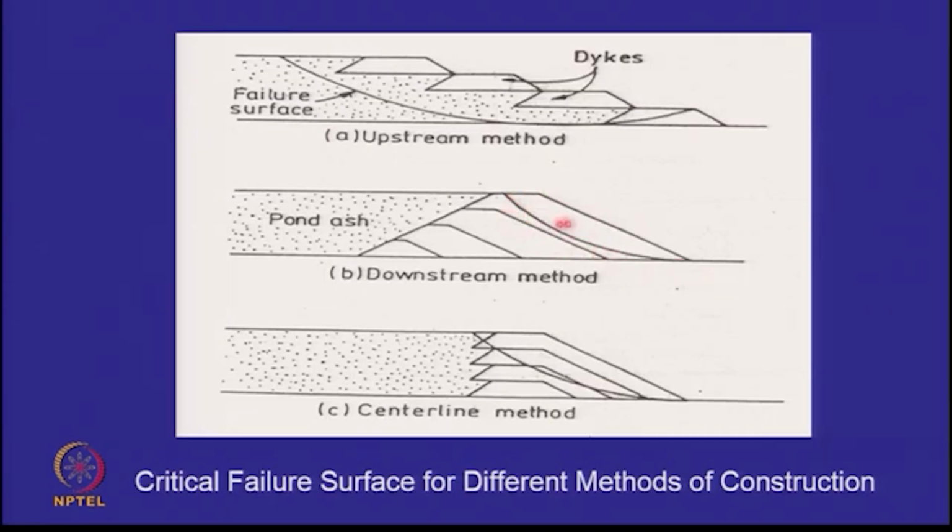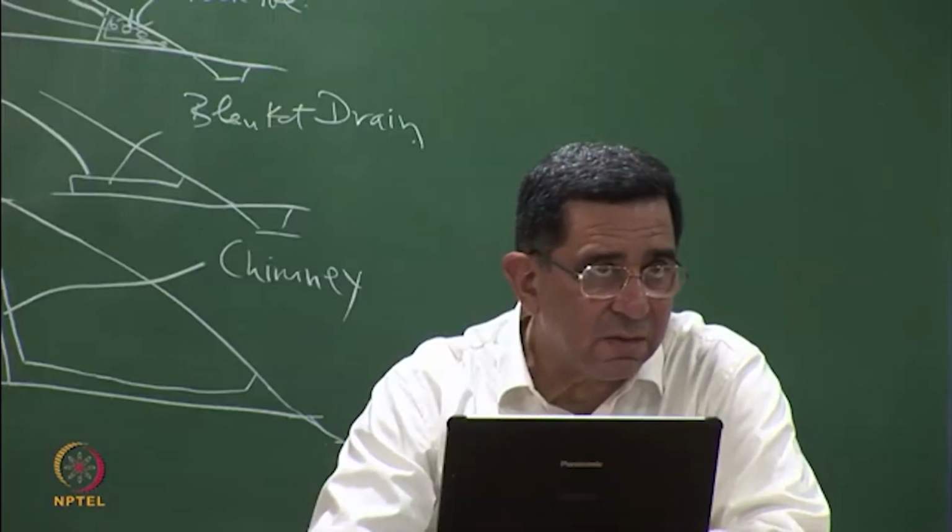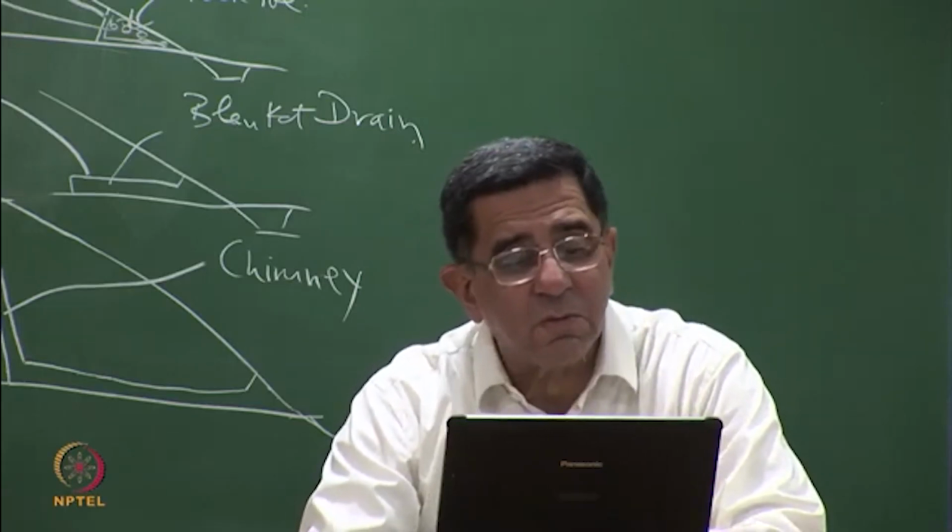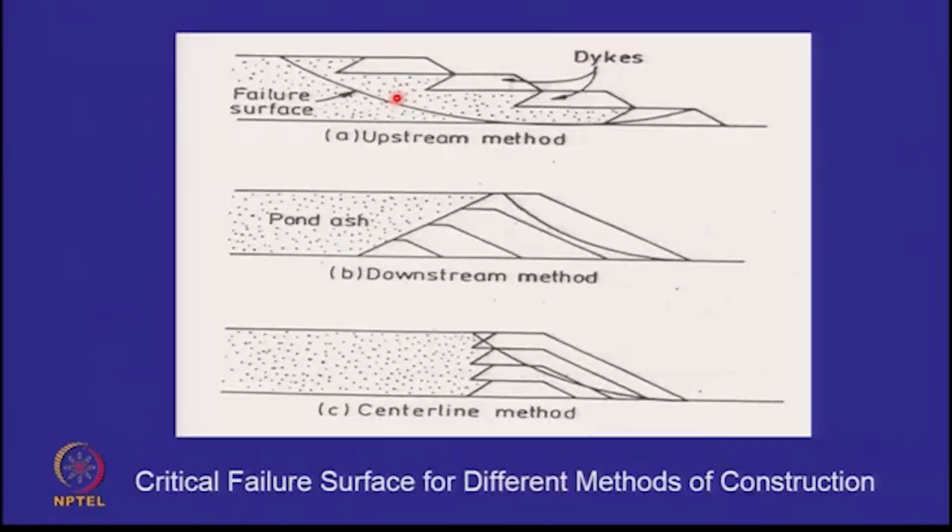This is strong material, well compacted, so issues are not. Similarly, in the centerline method, it will still be here. So in both the centerline method and the downstream method, the issue is about stability of the compacted material. In the upstream method, the issue is about the stability of the hydraulically deposited material, both from a slope stability perspective and also looking at the liquefaction potential of this slurry deposited material. So this design would only be good if everything has been investigated properly.